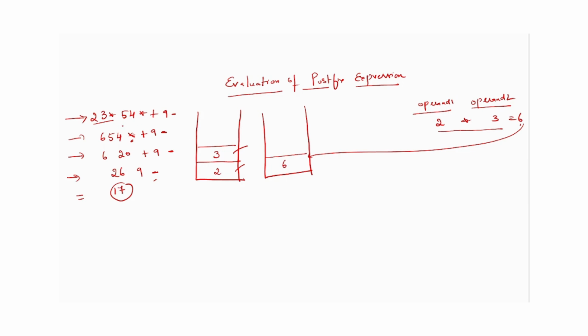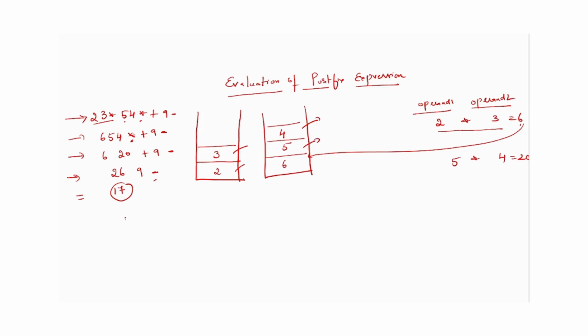Top of the stack. Now after this I have 5. I will just push 5. That is an operand. After this I have 4. I will just push 4. Then I have star. I will stop here. 4 would be operand 2 and 5 would be operand 1. And what is the operator? Star. I'll put star in between, that gives 20, right? So I popped out 4 and 5.